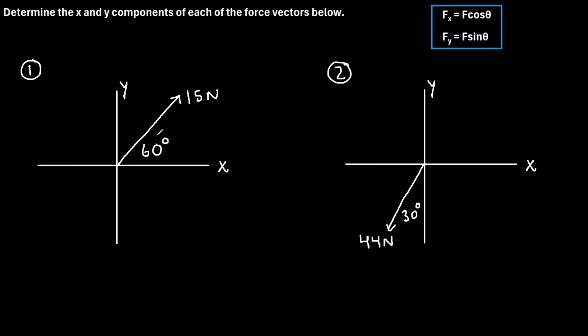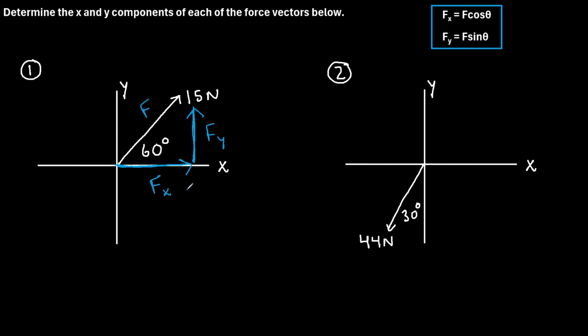So for this particular vector, we're told that it has a magnitude of 15 newtons and it's at an angle of 60 degrees. So to find the x and y components of this vector, when we talk about the x component, we're talking about the direction along the x-axis. So if we say that this is, let's say, vector F, this x component we can label as F sub x. And the y component is going to be the y direction. So that's F sub y.